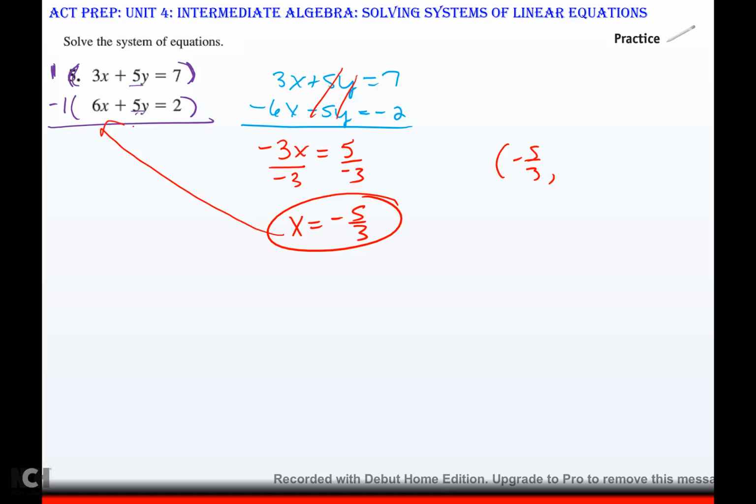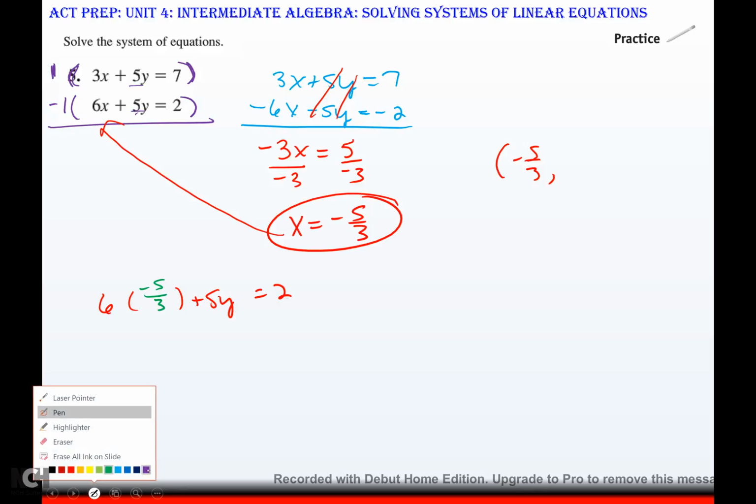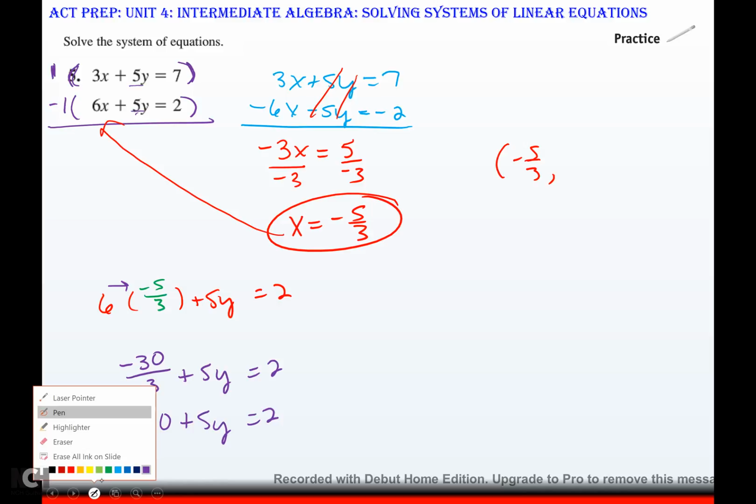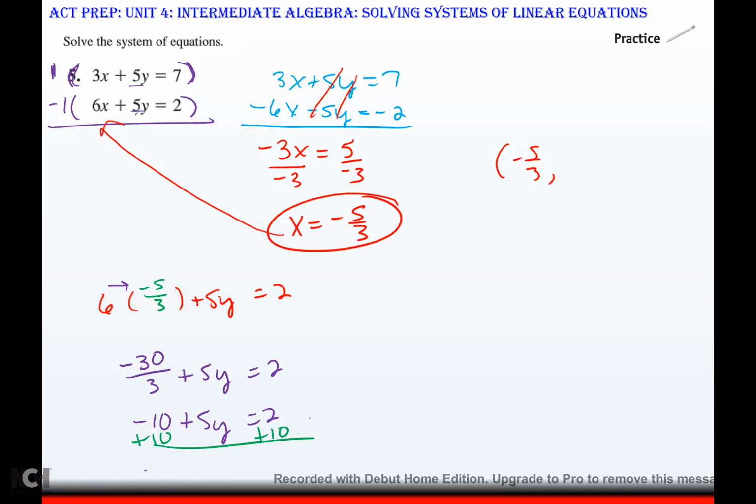I'm going to have to substitute it back in, so I'm going to go to the bottom. 6 blank plus 5y equals 2. I'm going to put -5/3 in for my blank. Then I'm going to simplify. I know you hate fractions. All right, so let's first of all multiply the 6, and that will give me -30/3 plus 5y equals 2. Normally I would multiply through by 3 to get rid of the fraction, but this actually divides evenly. -30 divided by 3 is -10. So to get y alone, I'm going to add 10. I get 5y equals 12. Divide by 5, and y equals 12/5.